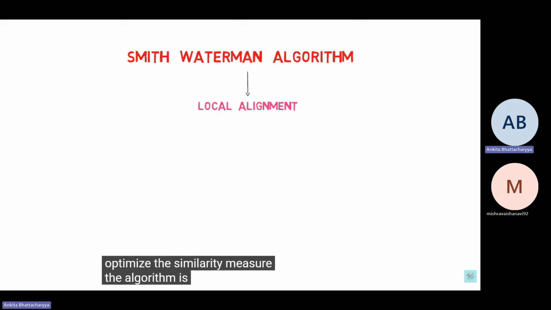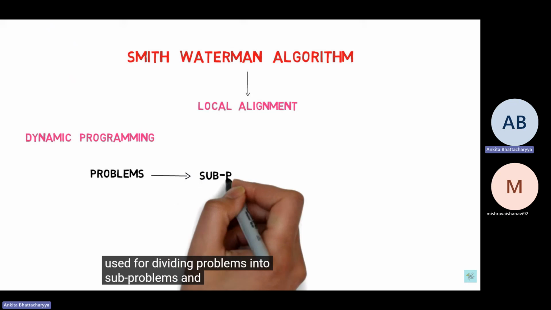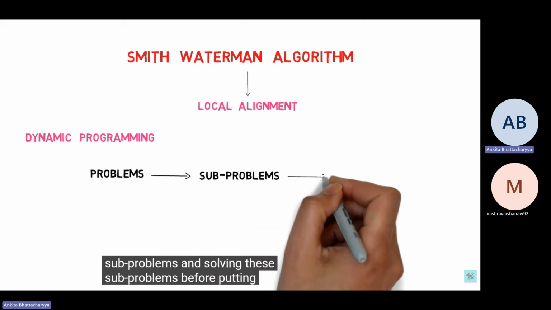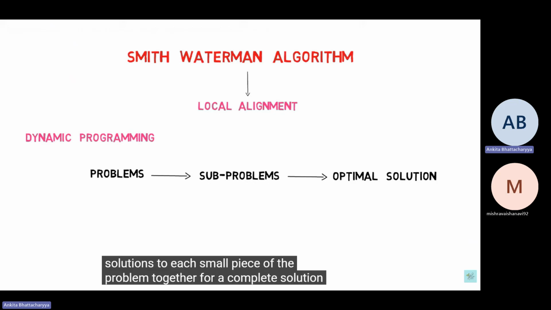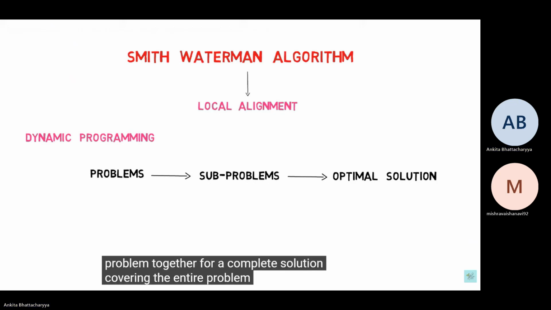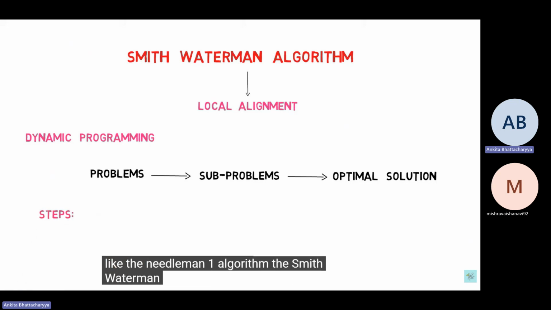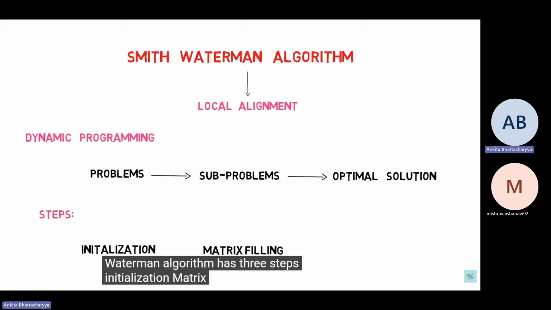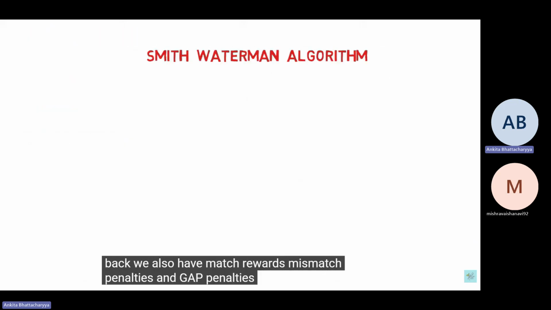The algorithm is based on dynamic programming, which is a general technique used for dividing problems into sub-problems and solving these sub-problems before putting the solutions to each small piece of the problem together for a complete solution covering the entire problem. Like the Needleman-Wunsch algorithm, the Smith-Waterman algorithm has 3 steps: initialization, matrix filling and trace back. We also have match rewards, mismatch penalties, and gap penalties.